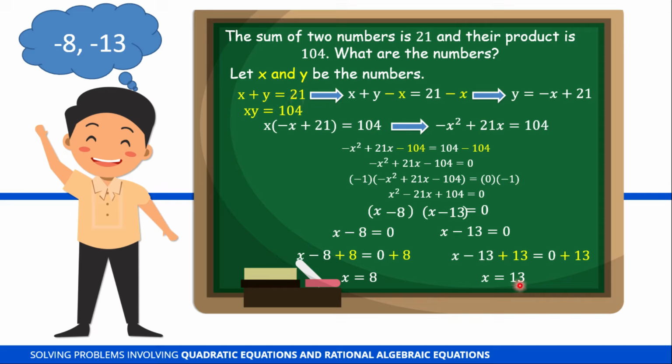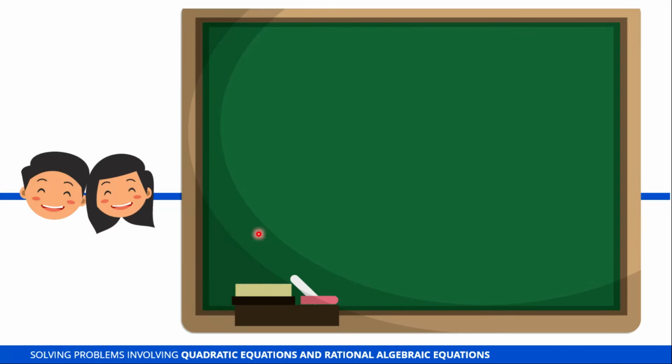Kung ang x naman natin ay 13, ipalit natin dito sa equation ng y is equal to negative x plus 21. Okay, so we have negative 13 plus 21, ang y natin ay 8. Okay, so 13 plus 8, we have 21, and then 13 times 8, we have 104. Therefore, the numbers are 8 and 13. Yun yung dalawang numbers na hinahanap natin na kapag pinag-add, answer is 21, pero kapag pinag-multiply, answer is 104.